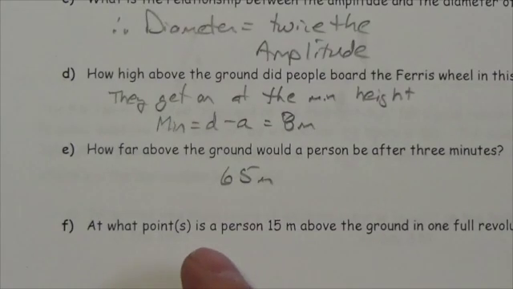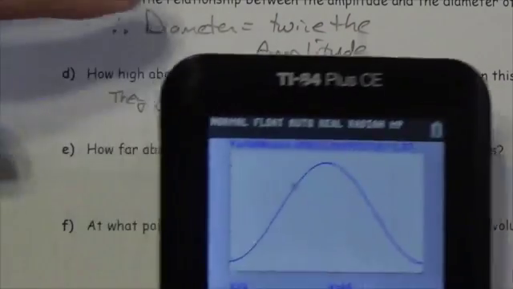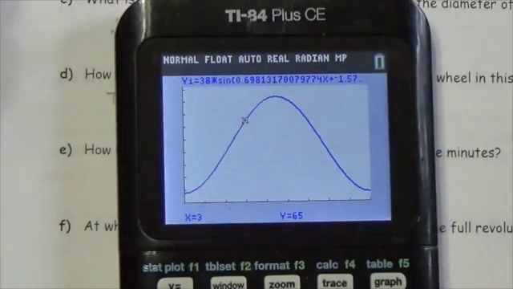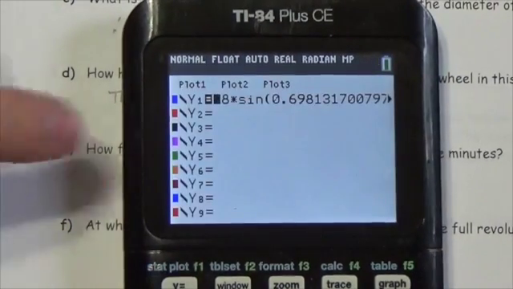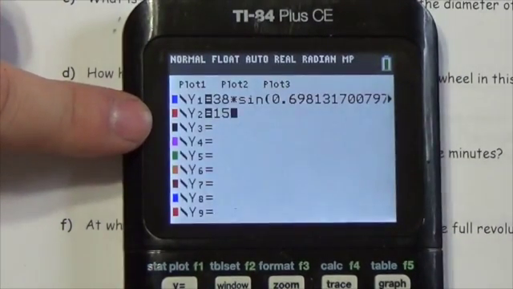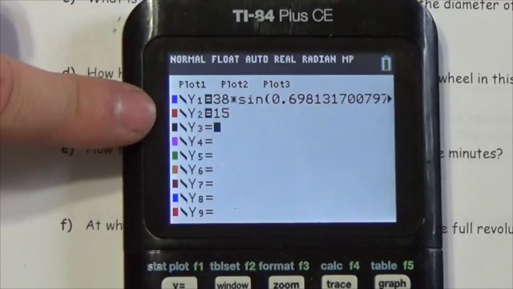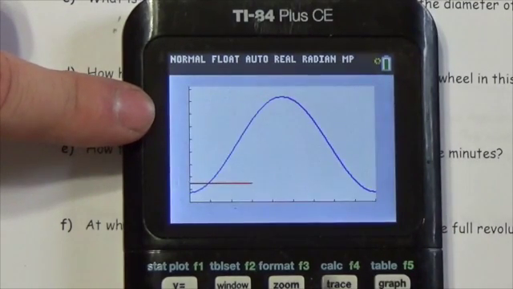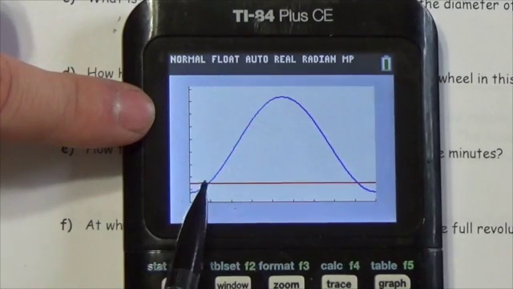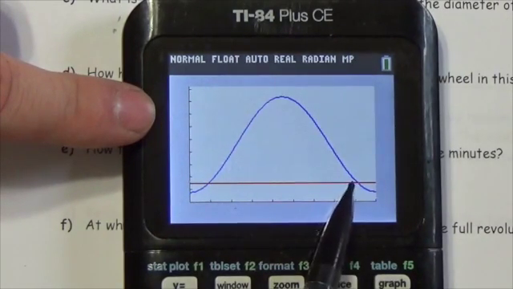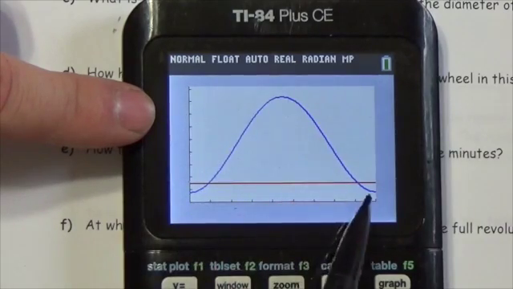Now, at what point is a person 15 meters above the ground in that complete revolution here? Well, in this case they're providing us with a y coordinate and asking us for the time. It's not quite as straightforward. In order to do this, I actually have to go back into y equals, and I'll have to enter 15 into this. Okay, and now when I graph this, it draws the 15 along here, and what I'm interested in is the x coordinate here and the x coordinate here, because here's one complete revolution, and those are the times when that occurs.